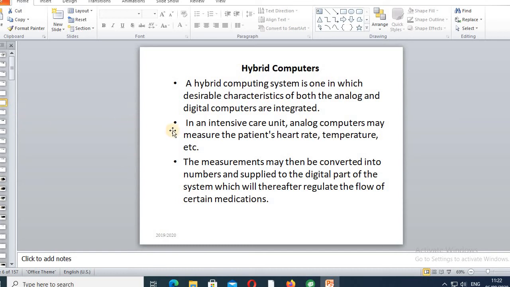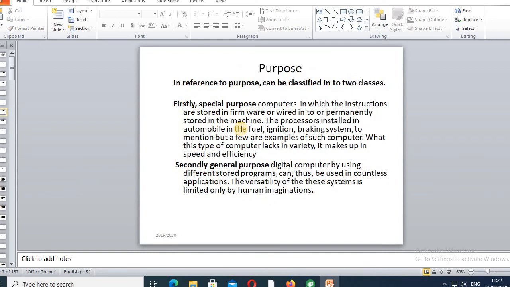So look at the purpose. The purpose will have two things that we have to consider. First, we'll have the special purpose, in which the instructions are stored in firmware, or wired into or permanently stored in the machine. The processors are installed. So here in this first one, we are saying we have two in the purpose.